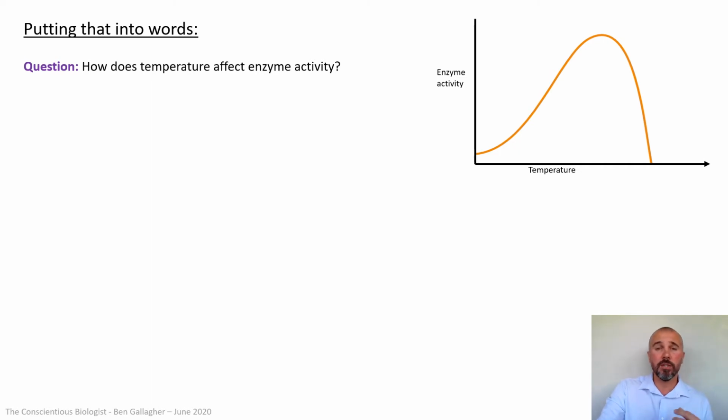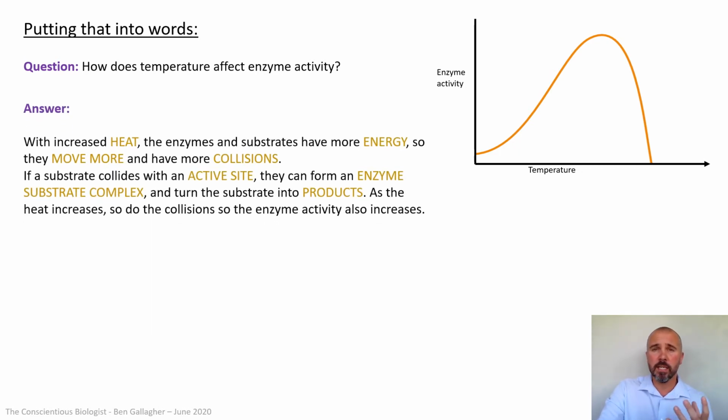Okay, so question, how does temperature affect enzyme activity? Answer, part 1. With increased heat, and I put all the key terms that could be worth marks in the exam in capitals, and I've coloured them gold. Okay, so with increased heat, the enzymes and substrates have more energy, so they move more and have more collisions. If the substrate collides with an active site, they can form an enzyme substrate complex and turn the substrate into products. And as the heat increases, so do the collisions, so the enzyme activity also increases. That's 7 points. And we're only on side A, that first side, okay?